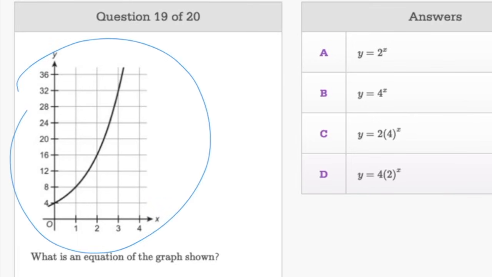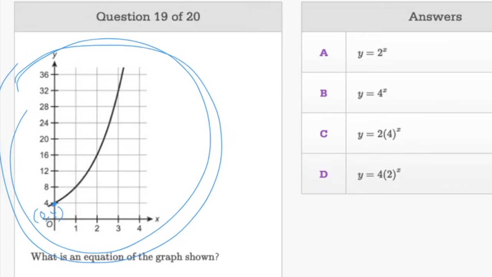Anytime they give you a graph, they're giving you a bunch of x and y values that you can always test. For example, I know when x is 0, for this equation in the graph, what does my y value have to be? Looking at the graph, 4? It's 4, absolutely. It's that point right there, 0, 4. Does that make sense?